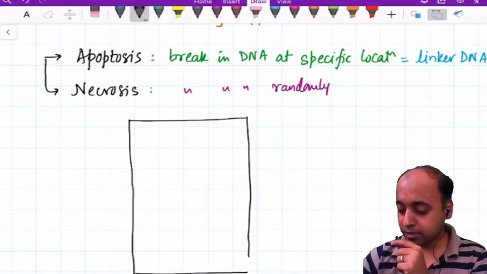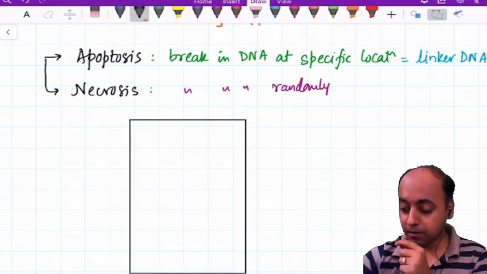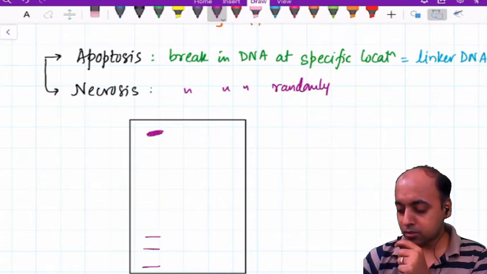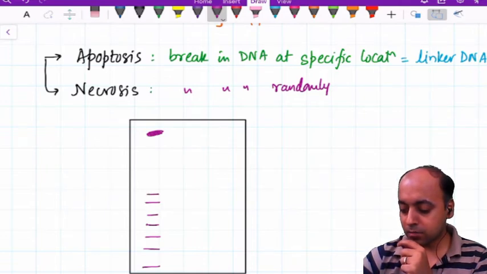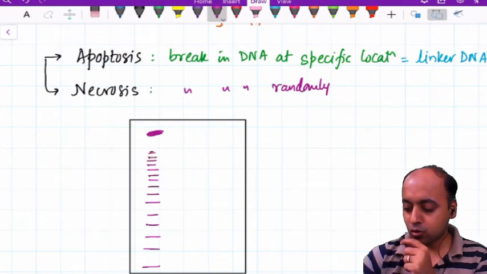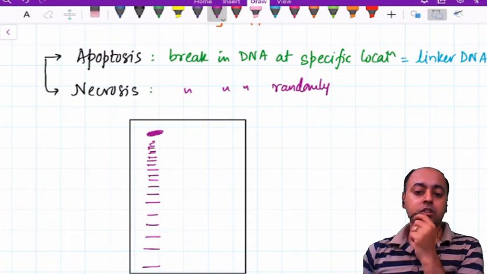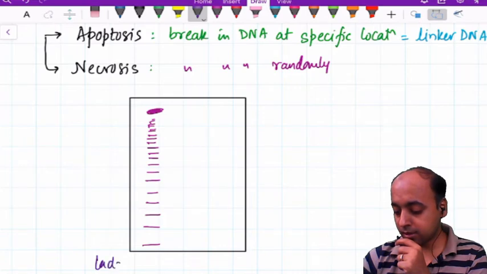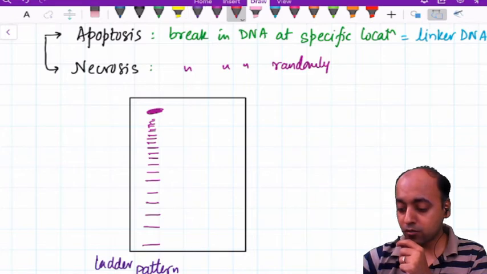We get a very specific, peculiar pattern. From the point of application, we find regular multiples of size. The distance between each fragment keeps decreasing as we go close to the top. So this is the ladder pattern. We call this the ladder pattern of electrophoresis, which is peculiar for apoptosis.